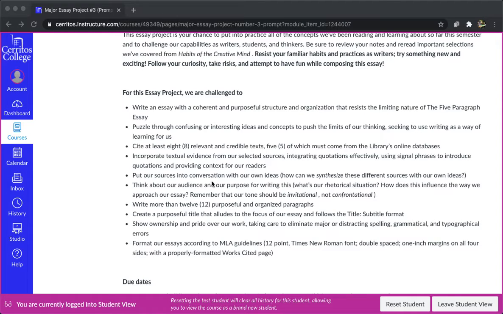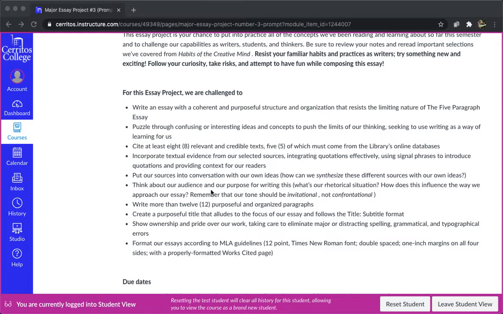We're challenged to put our sources into conversation with our own ideas. How can we synthesize these different sources with our own ideas? This word synthesize means to combine in such a way that creates something new. So with our sources, we want to take bits and pieces from these different sources, the ideas and quotations that we choose to include, and connect them to one another, and also add our own perspective and understanding into that conversation. That's what we mean by putting them into conversation. We're showing how they're all connected, and we're synthesizing those connections to come up with a new idea. And ultimately, that new idea is the main point that we're exploring in our paper.